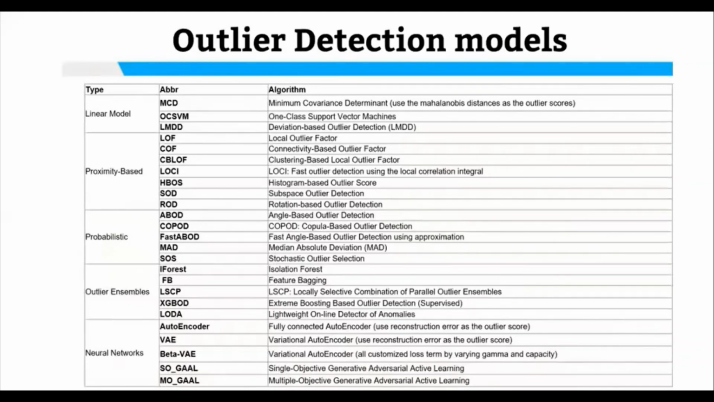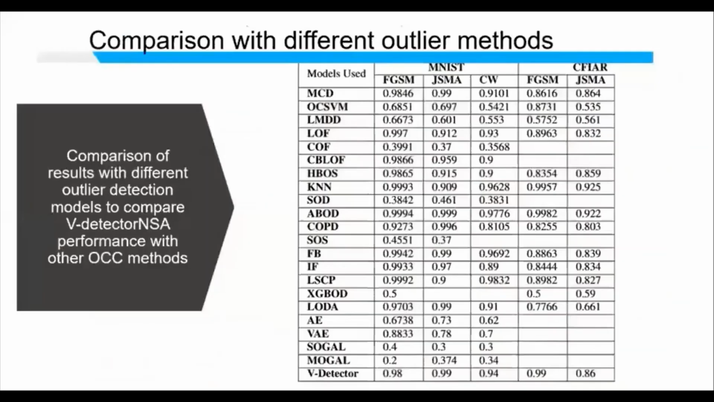I also explored those models, and these are the results between V-detector and those models. We can see some of those methods actually work better than V-detector. Like LSCP, it has very good performance, but it fluctuates some, while V-detector is more consistent. I was surprised to see that autoencoder based and GAN based methods didn't work well.